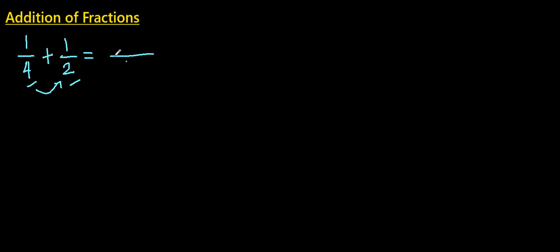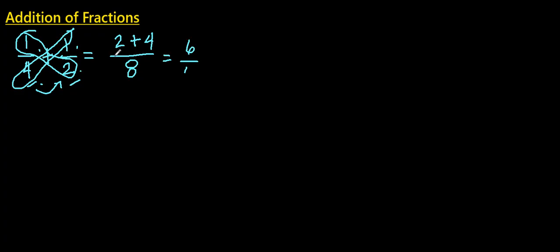4 times 2 is 8. Then cross multiply, numerator to denominator and numerator to denominator. So 1 times 2 is 2 plus 1 times 4 is 4. So total is 6 over 8.